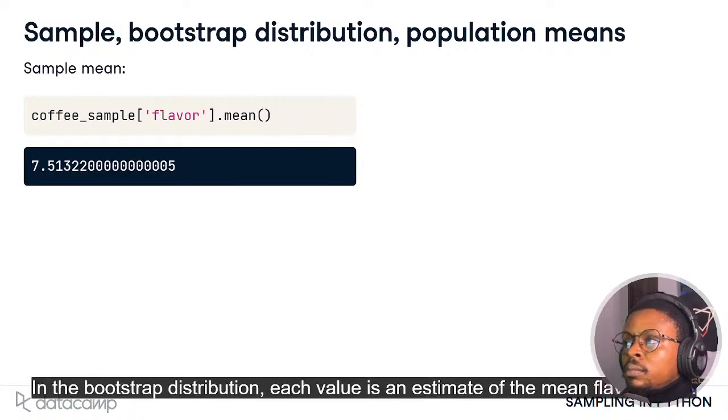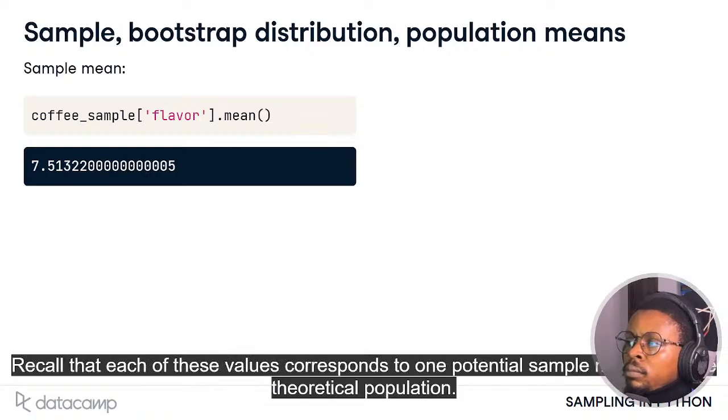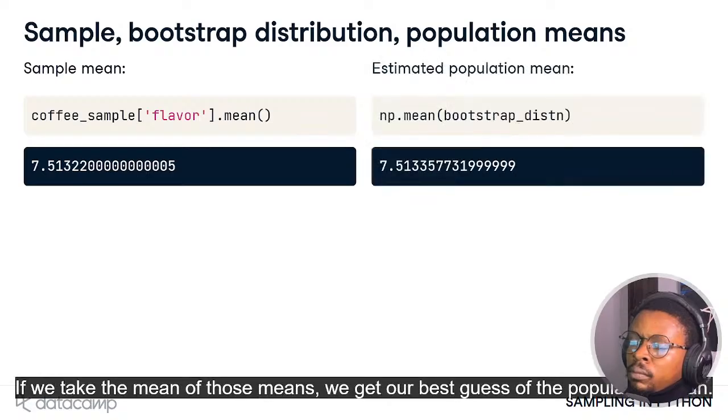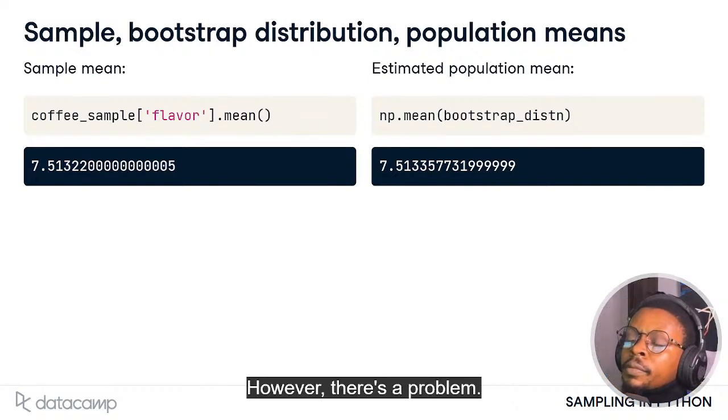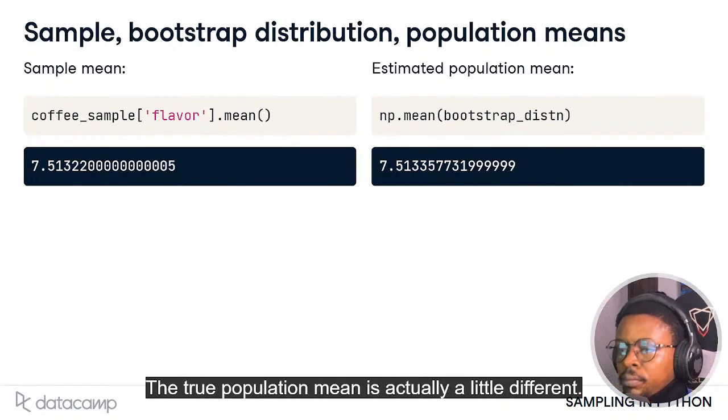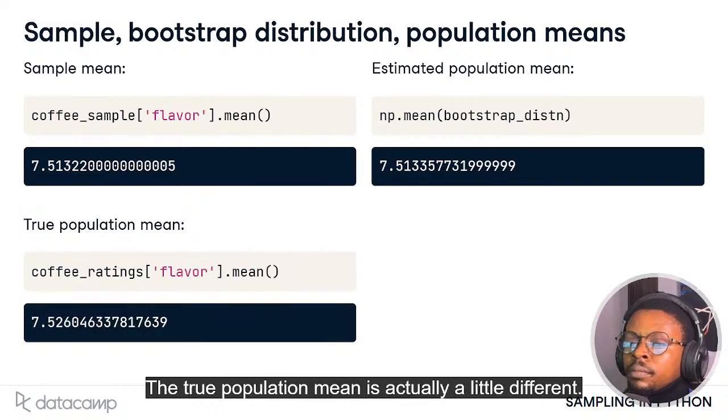In the bootstrap distribution, each value is an estimate of the mean flavor score. Recall that each of these values corresponds to one potential sample mean from the theoretical population. If we take the mean of those means, we get our best guess of the population mean. The two values are really close. However, there's a problem. The true population mean is actually a little different.